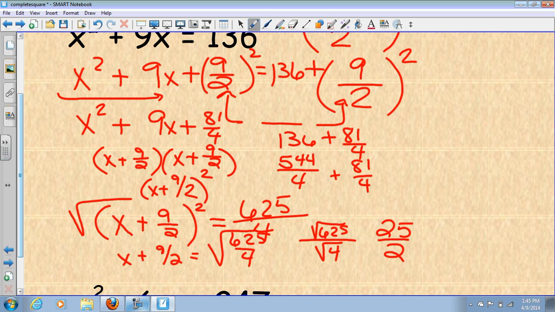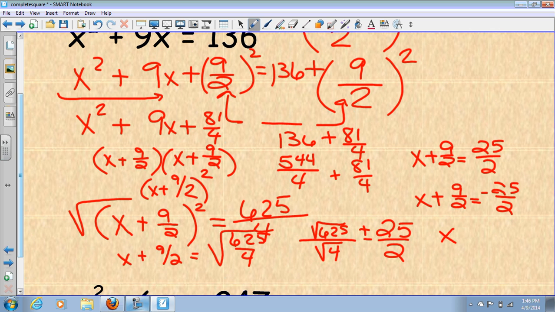Okay? Now, how do I find what x equals? So I have x plus 9 over 2 equals, this is positive and negative, positive 25 over 2, and x plus 9 over 2 equals negative 25 over 2. Then when you subtract, I think you find that x equals 8 or negative 17.